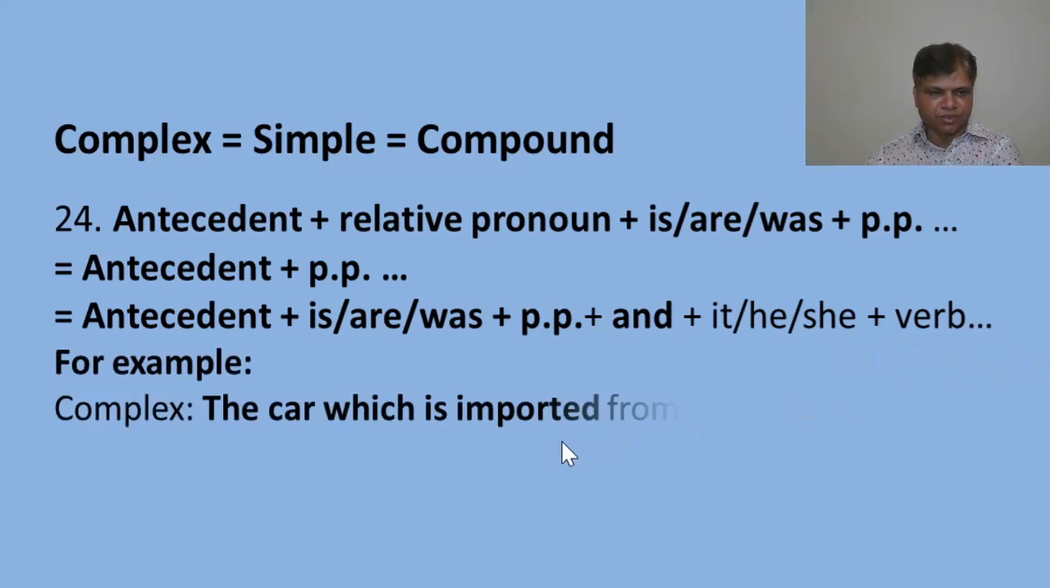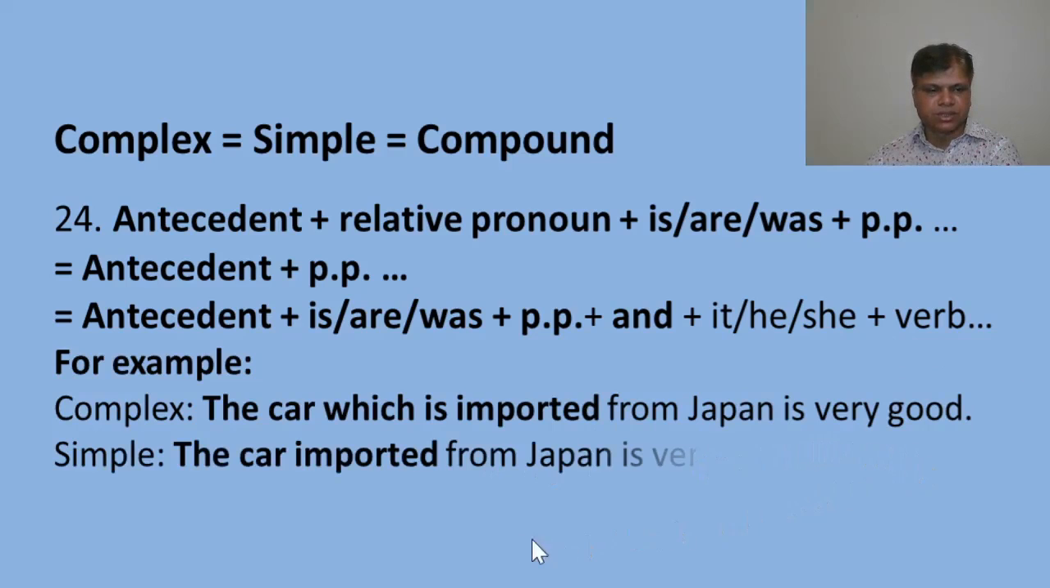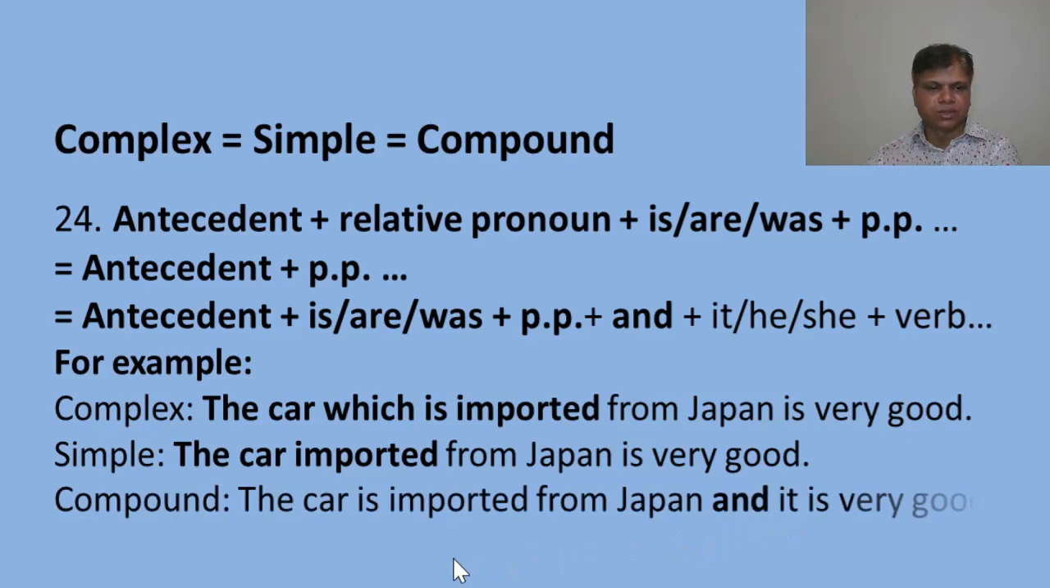So follow the example. Complex: The car which is imported from Japan is very good. Simple will be: The car imported from Japan is very good. Compound will be: The car is imported from Japan and it is very good.